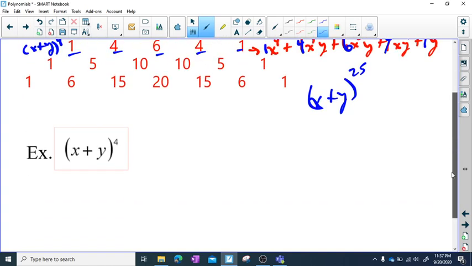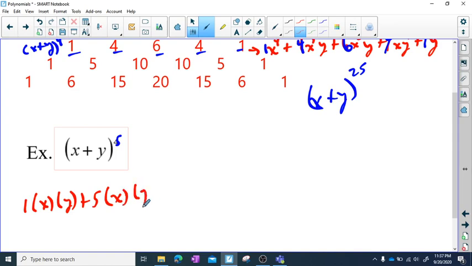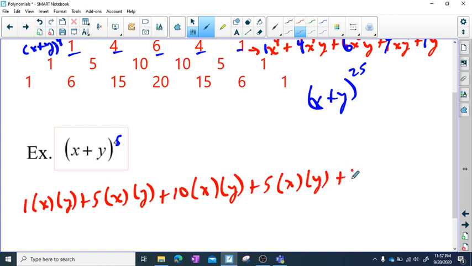I've looked at x plus y to the fourth already. Let's look at x plus y to the fifth, just because we've already done the fourth. You can see it right up there. So if I was going to do x plus y to the fifth, it would be 1 x y plus 5 x y plus 10 x y plus 5 x y plus 1 x y.